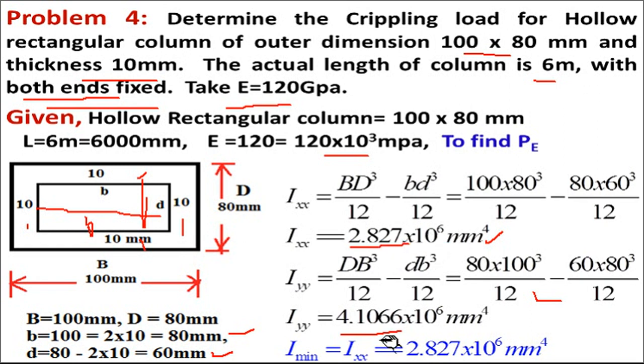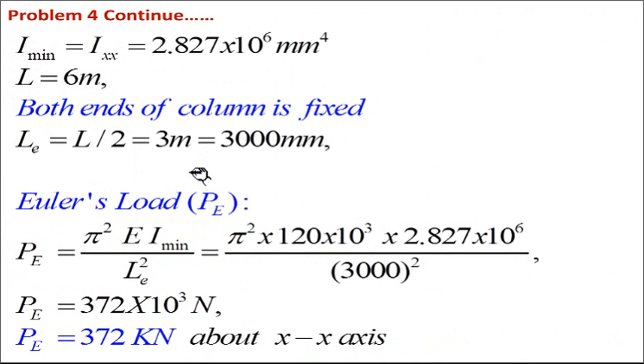Means minimum moment of inertia is 2.8, it is Ixx. So I minimum will be Ixx and that is 2.827. This must be used in the calculation because in Euler's formula we are using I minimum. So 2.82 into 10 to power 6 mm raised to 4. Now I minimum is Ixx.